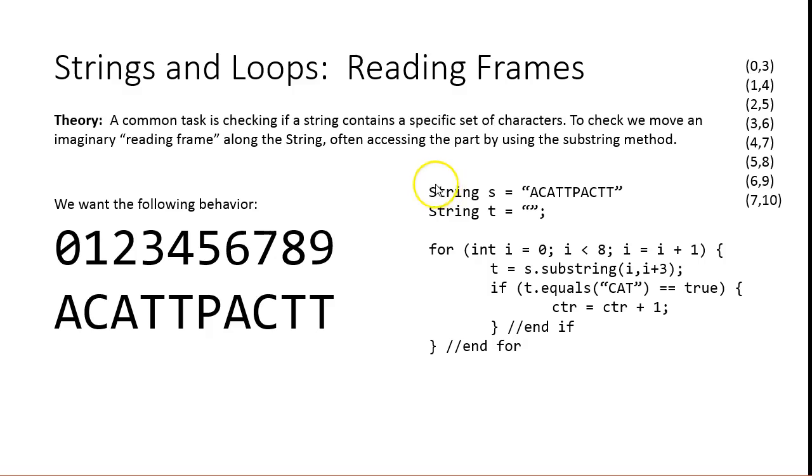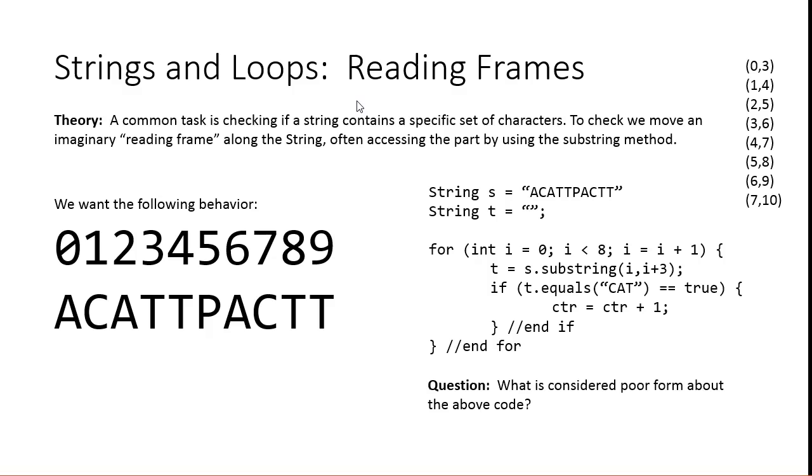And right there we have our string s, our temporary string. We set up our loop, and then we assign t, our temporary string, s.substring, and we use that loop counter to pull out the correct reading frame. And then we check if t is equal to the word cat, and if so, we add 1 to our counter. Note I haven't actually declared the counter in here.